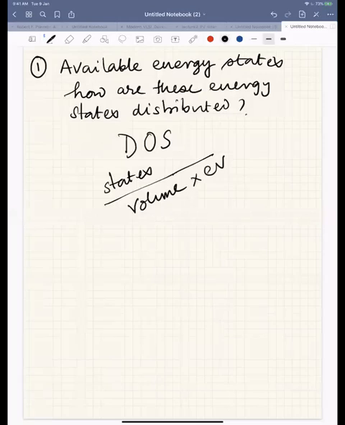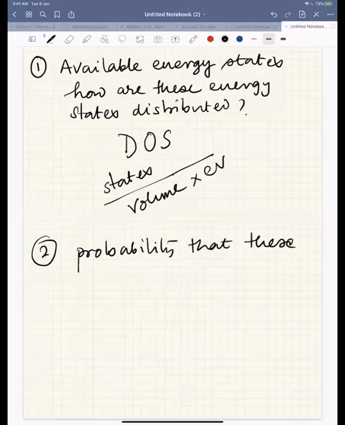And the second information is the probability that these states are occupied, right? Even if we have states, it's not necessary that the number of electrons is equal to the number of energy states. There might be energy states, but if they are empty, then we do not have any electrons. Let's say all the energy states in the conduction band are empty. That means we have no electrons in the conduction band, right?